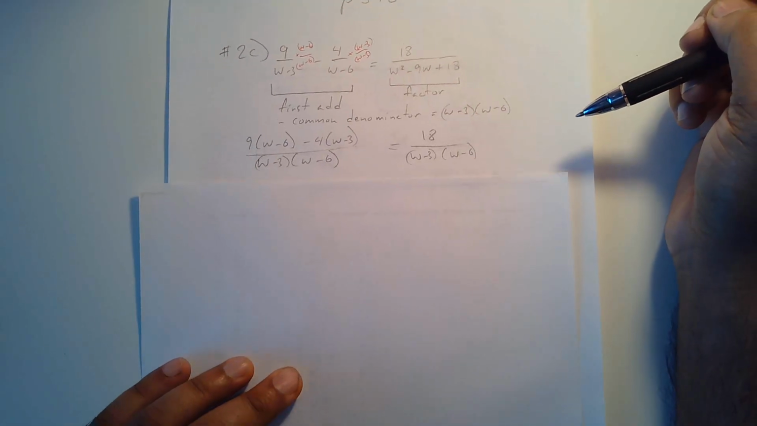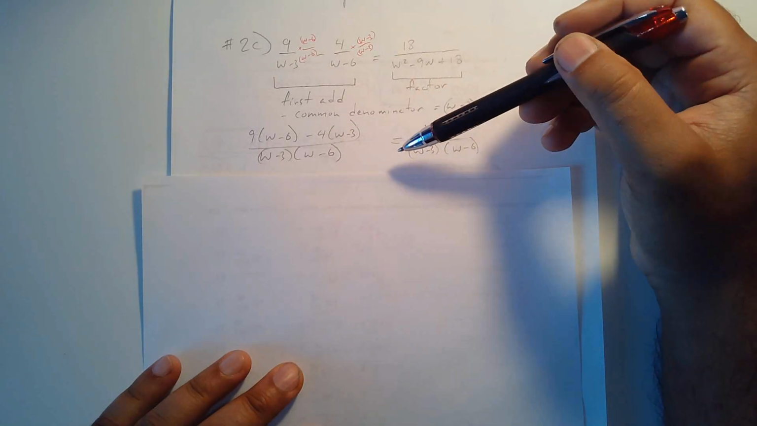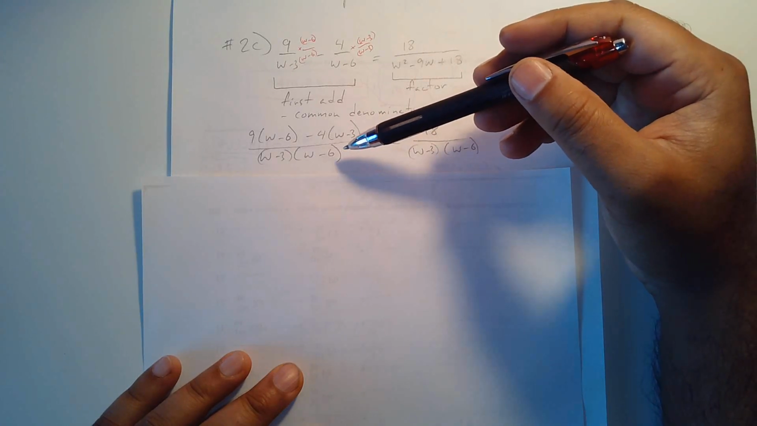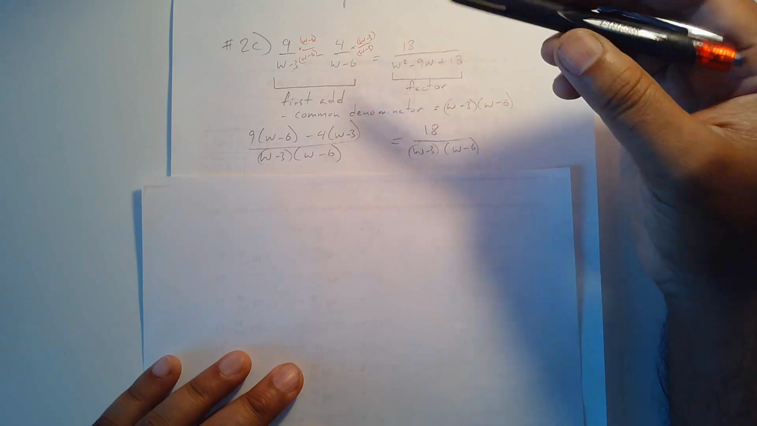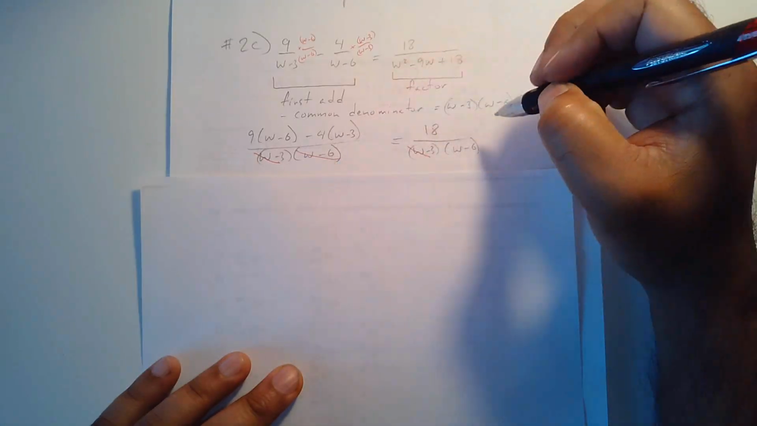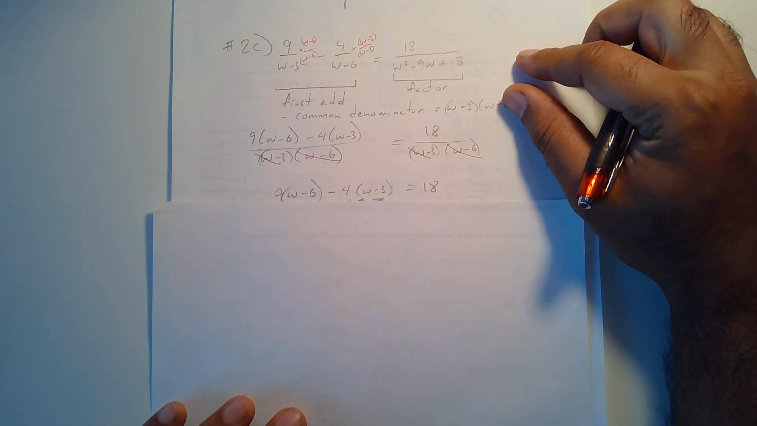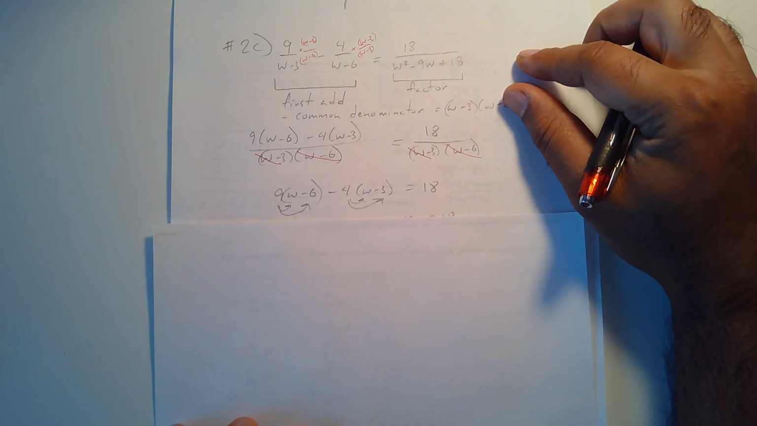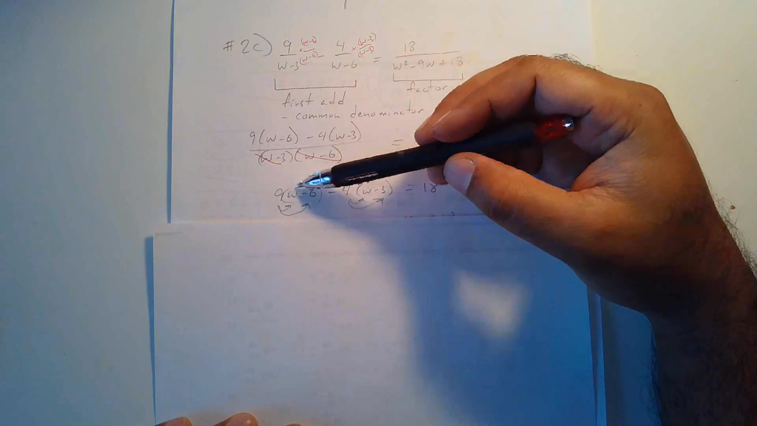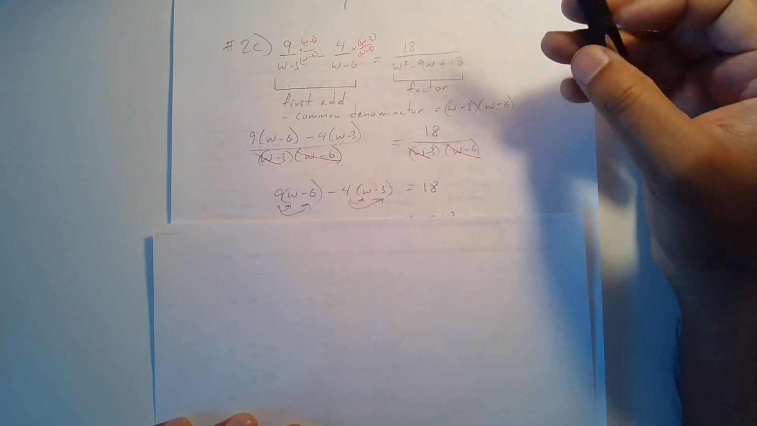Remember we talked about when you have two fractions that are separated by an equal sign, then you can cross out things that are the same on the denominator. So we can cross out w minus 3 with w minus 3 here, and then w minus 6 with w minus 6 over here. Now we get just the top part, and now we'll expand. So we'll go 9 times w and 9 times minus 6. We'll go negative 4 times w and negative 4 times minus 3 equal to 18.